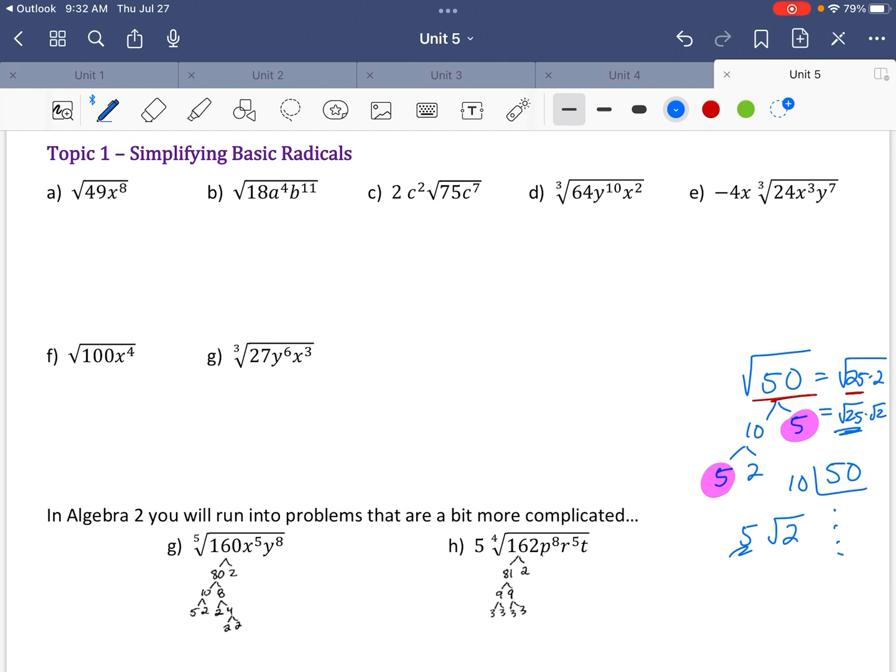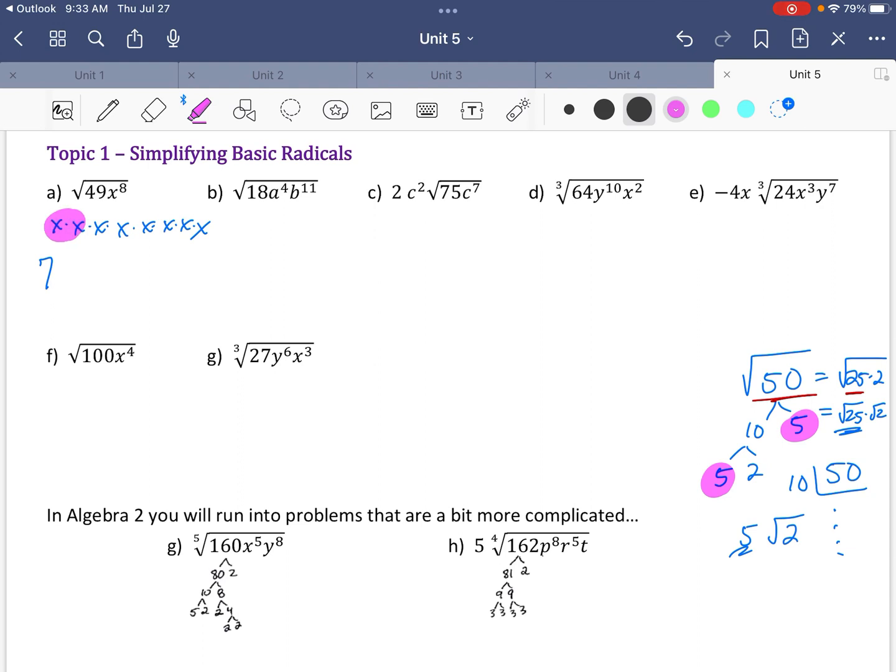Okay, so here we go. In letter A, the square root of 49. I don't have to break down the square root of 49. I know it's 7, so that's going to come out as a 7. I don't even have to work it out. Then with your x to the 8th, when you have x to the 8th, it's x times x 8 times. How many is that? 1, 2, 3, 4, 5, 6, 7, 8.